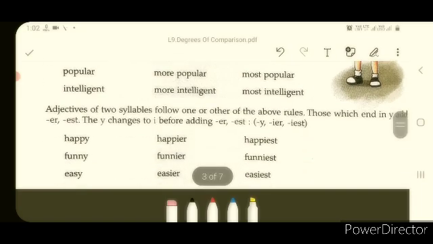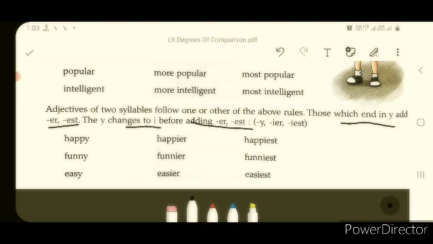Okay. Another one, adjectives of two syllables. We are here, class. I hope your books are open alongside. Adjectives of two syllables follow one or other of the above rules. Adjectives having one or two syllables will follow one or the other of the rules written above. See, those which end in y add er, est. Important rule here. Those which end in y add er or est. The y changes to i before adding er or est.